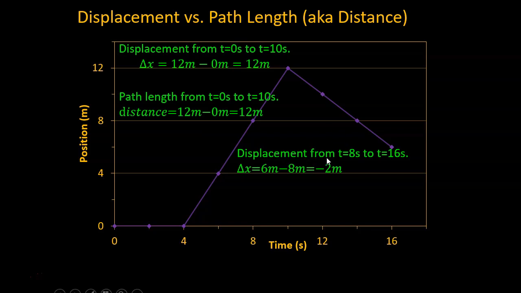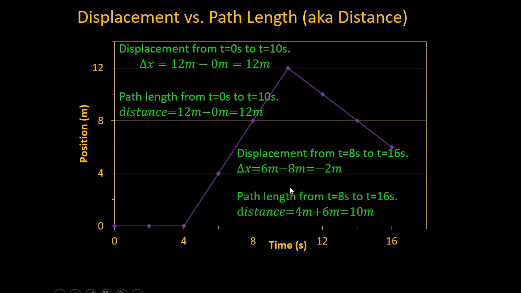We're going to look at the displacement from time equals 8 seconds to time equals 16 seconds. Well, first we want to find the final position, so that's at time equals 16 seconds. So we go up here and read the graph, and we find that that's at position 6 meters. Then we go to the initial time, which is 8 seconds, and we go up and we read the position there, and it's 8 meters. So the displacement is 6 meters minus 8 meters, or negative 2 meters.